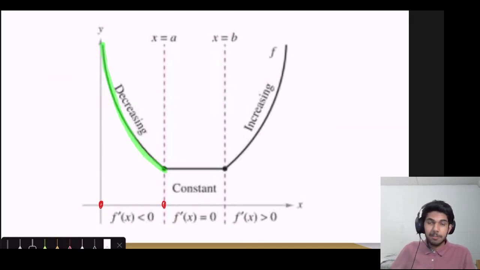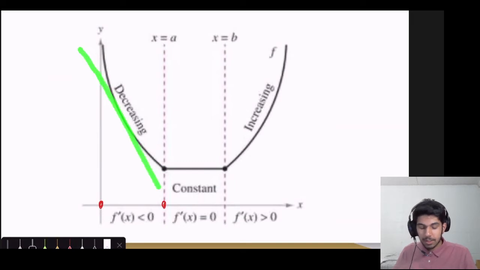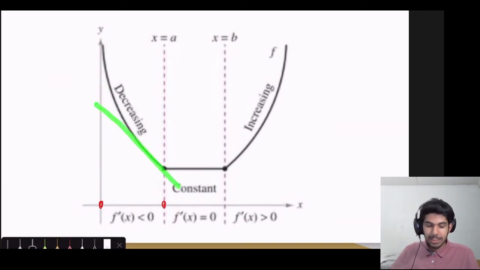And if you were to take the first derivative at any point, it would be less than 0. So let's just take a random point, consider the tangent line. The slope of that tangent line is negative. Similarly, let's take another point here. The slope of that tangent line is also negative. All of these tangent lines have negative slope. So if the first derivative is less than 0, the function is decreasing.